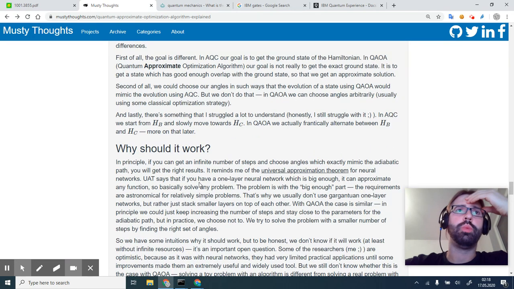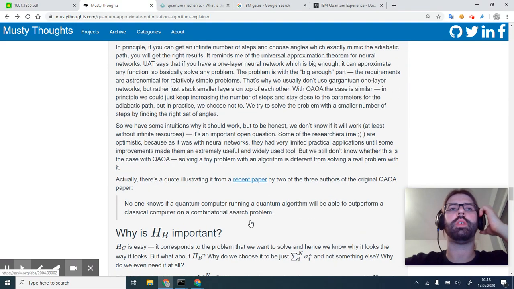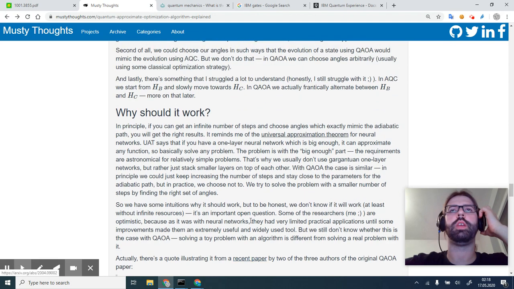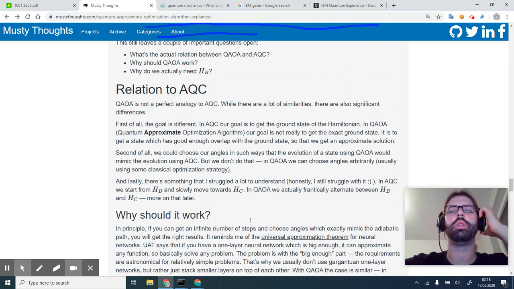Back in here, why should it work? In principle, you can take an infinite number of steps and choose angles. Approximation. But what are we approximating? How is H_C encoding the solution? How is the cost Hamiltonian encoding the solution?